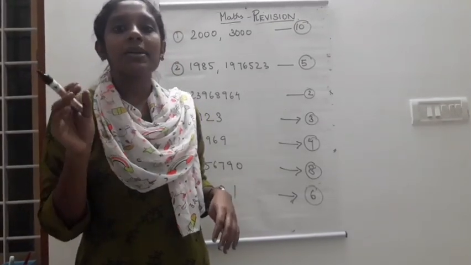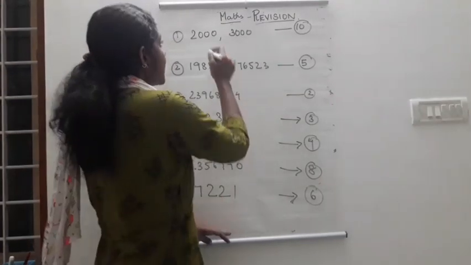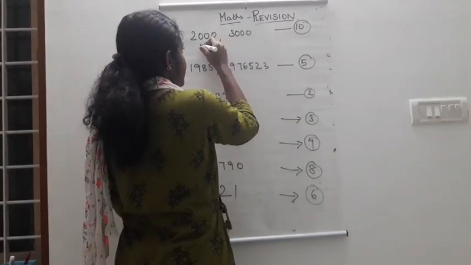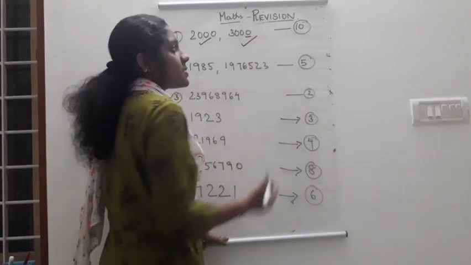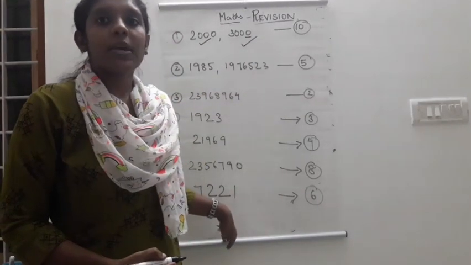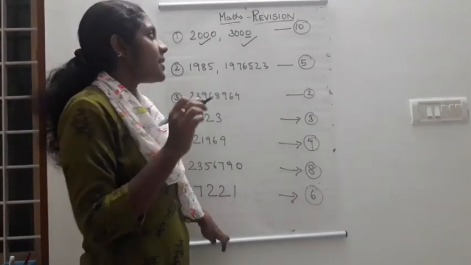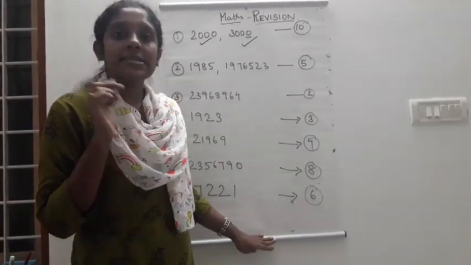The number in the ones place should be 0. Here the number in the ones place is 0. That means it will be divisible by 10. Here the number in the ones place is 0. That means it will also be divisible by 10. Okay. So this is the divisibility test for 10. The number in the ones place should be 0.